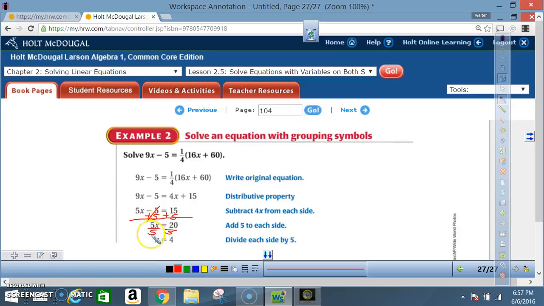All right, 5 divided by 5 is 1. So I'm left with just 1x. And then 20 divided by 5 is 4. So my answer is x is equal to 4.